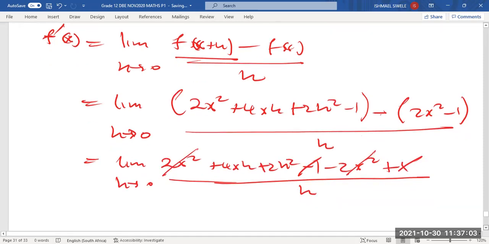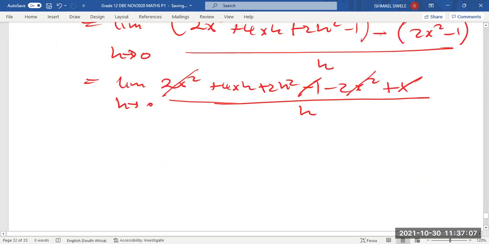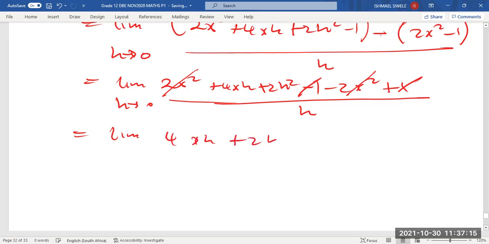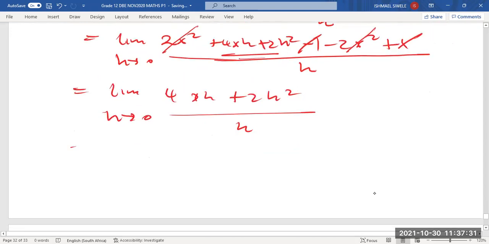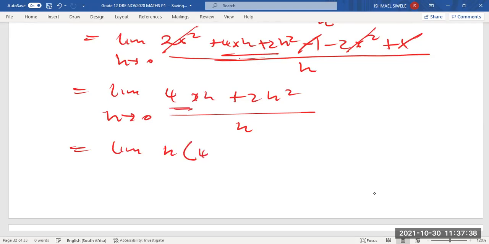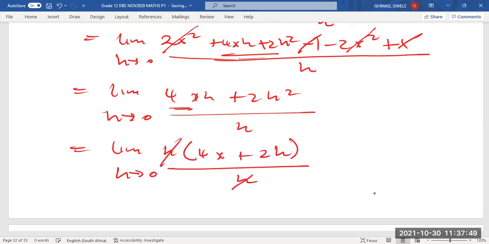As you can see, you are going to be left with the limit of 4xh plus 2h squared. Yeah, that's what it's going to be. These are the things that are left. The other ones are already eliminated, all over h as h approaches 0. And then what are you supposed to do now? You're going to factor out h on the numerator. So we're going to have the limit of h times 4x plus 2h, all divided by h, as h approaches 0. So this h is going to take care of this h, and we're left with the limit as h approaches 0.